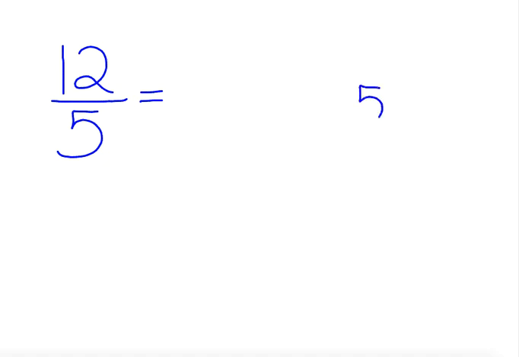Okay, so now we are going to do another improper fraction and change it to a mixed number. So let's work with 12 fifths, right? That's an improper fraction. It's greater than 1. The numerator is larger than the denominator. So now I want to make that equal to a mixed number. So the best way is to do the division. Improper fraction, division is the action. Do the division off to the side. So I'm going to divide 5 into 12.